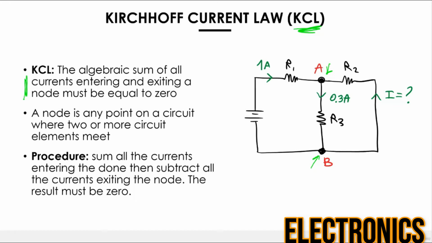The procedure to calculate the values of the currents is very simple. You first define an arbitrary direction for the currents that you don't know. In this example, we have already been told the value and direction of this current. We have also been told the direction and the value of this other current. We don't know the value of the current in this branch of the circuit. So as far as we can tell, the current could be going down or up. We don't know that yet.